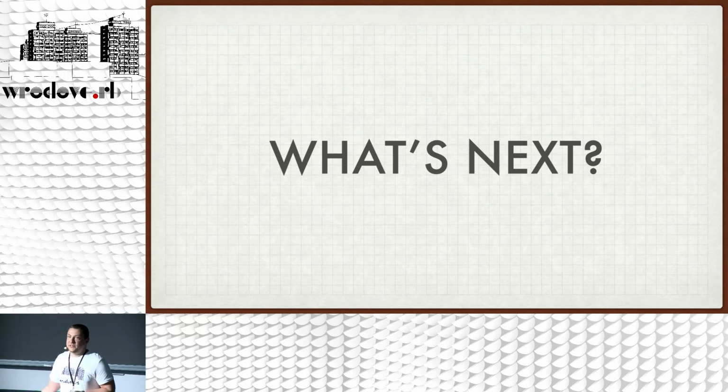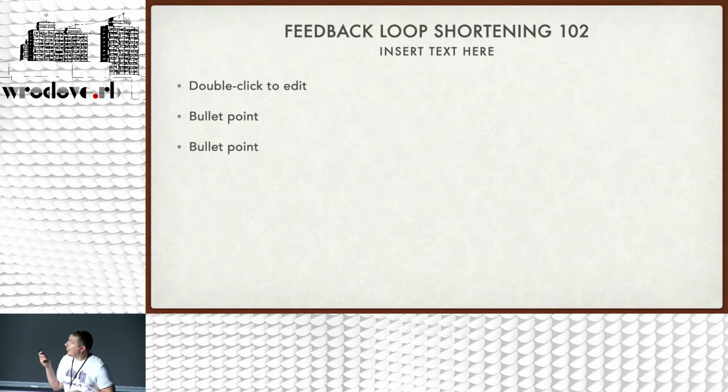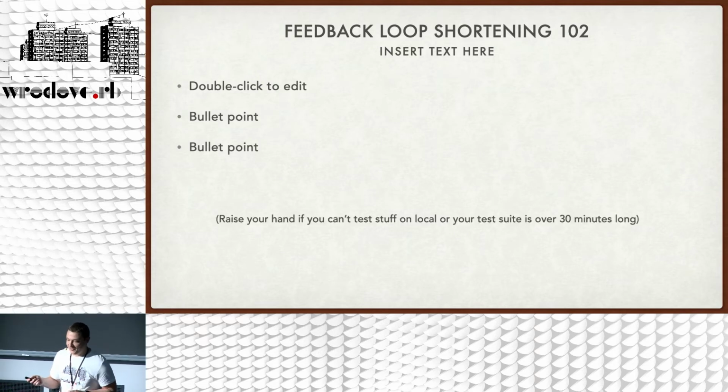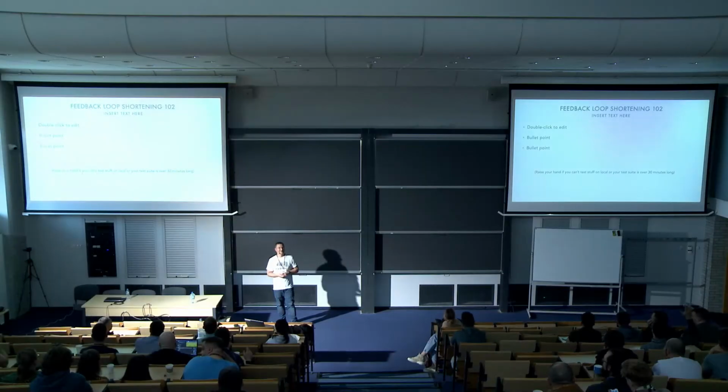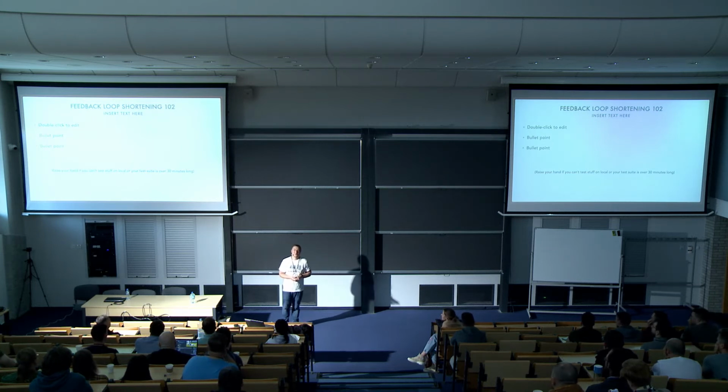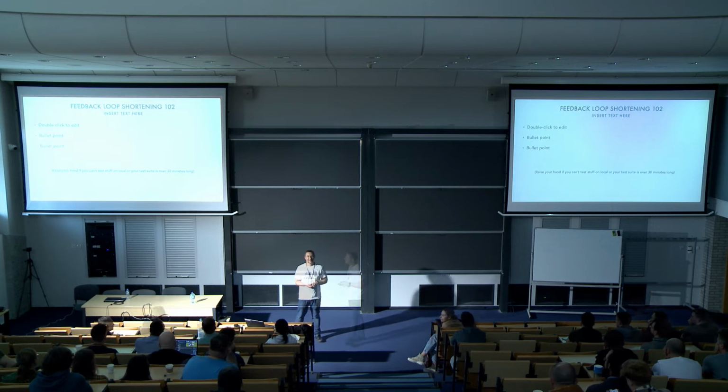And the question is, what's next on your feedback loop shortening list? I know it, but I really want you to tell me your own horror stories. So please raise your hand if you can't run the code locally or your test suite is taking more than 30 minutes. OK, any taker to tell why the situation is happening in your project?